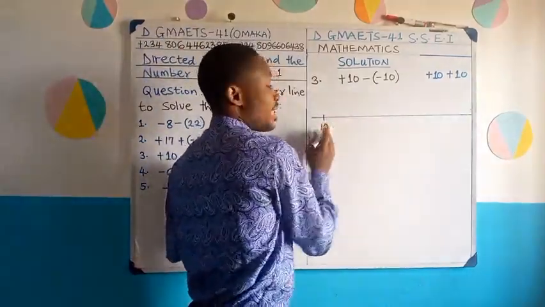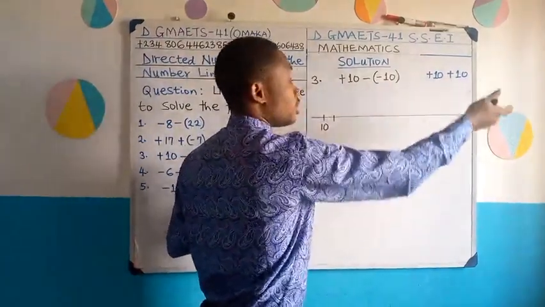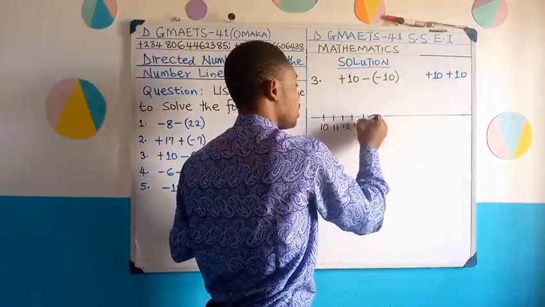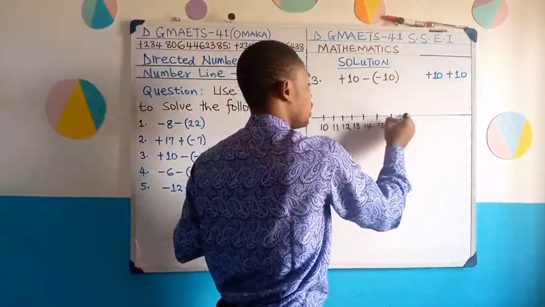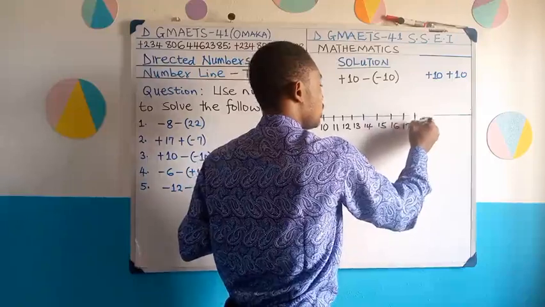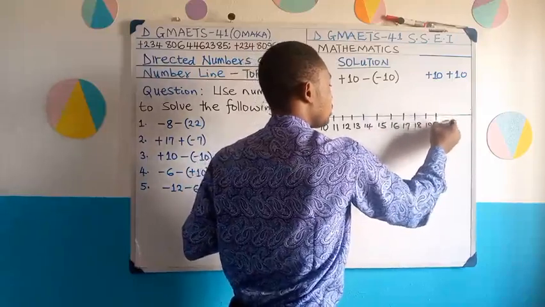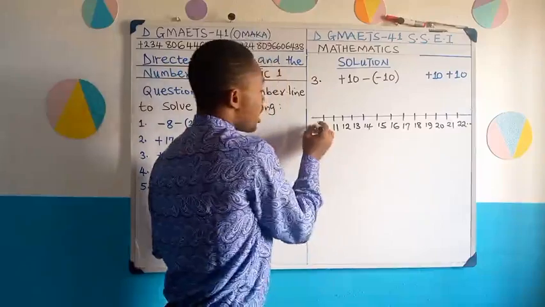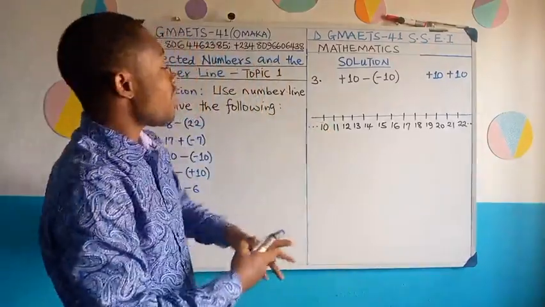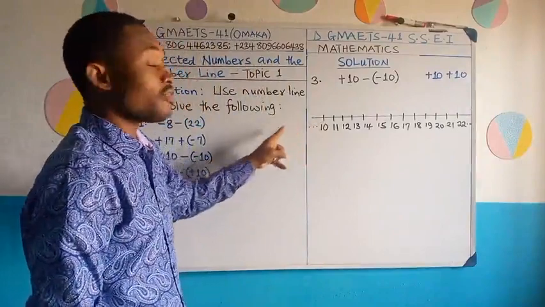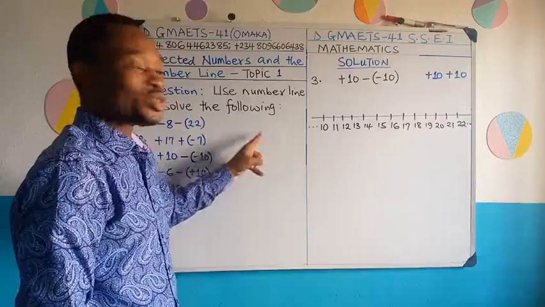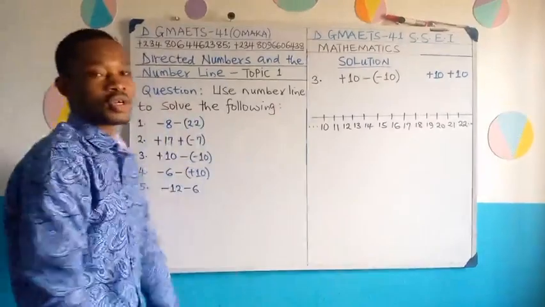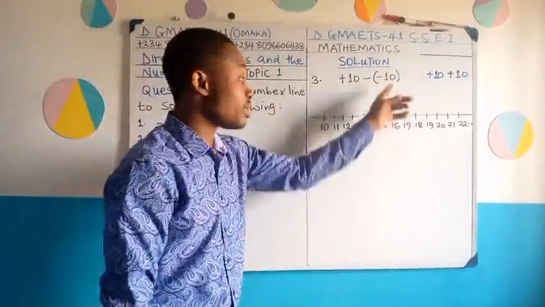So let's go. From 10, if I'm moving to the right, remember the numbers will be increasing. So this is 11, this will be 12, 13, 14, 15, 16, 17, 18, 19, 20, 21, 22, and it continues. Remember that here too, the numbers continue. We could have had 9, 8, 7, 6, 5, 4, 3, 2, 1, 0, minus 1, minus 2, minus 3, minus 4 on this other side. But we don't need those based on this question.